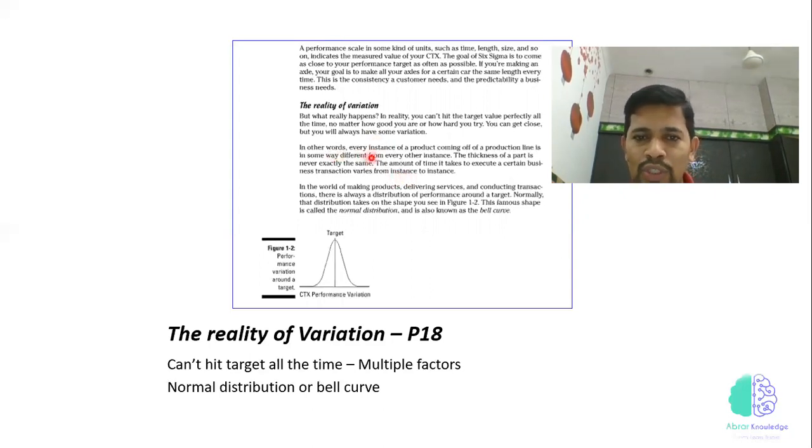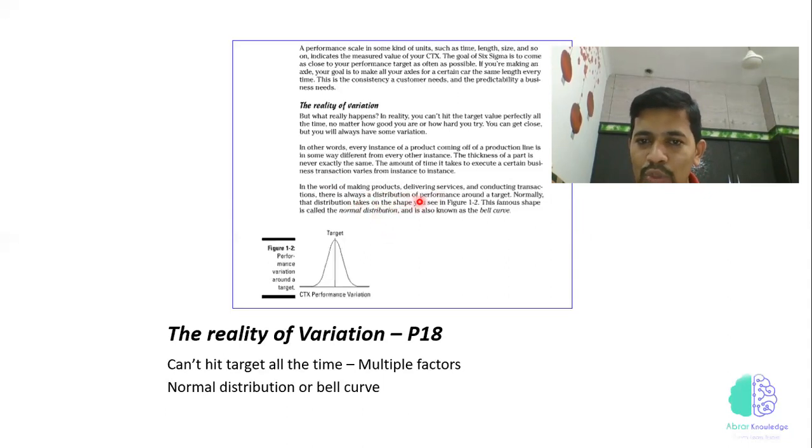In other words, every instance of a product coming off a production line is in some way different from the other instances. For example, the thickness of a part can have a millimeter difference, and can never be exactly the same. The amount of time it takes to execute a certain task may not be the same, because so many other factors are there. So in summary, variation is inevitable, and this is something we have to deal with in making the product or delivering the service consistently.